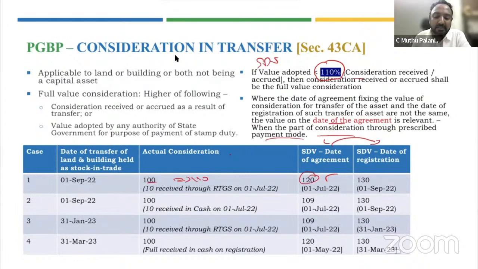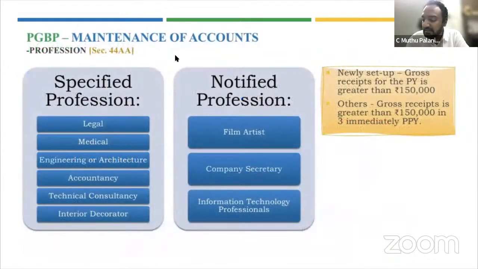And these are the examples. If the advance is received in cash, then the relevant date is not the date of agreement. If it is received through RTGS, the relevant date will be this one, 109. Here in this case, 100 into 110% will be 110. 110 is more than 109. So the 100 itself will be considered as your stamp consideration. So that is how we are calculating here. So consideration and transfer is discussed in section 43CA.